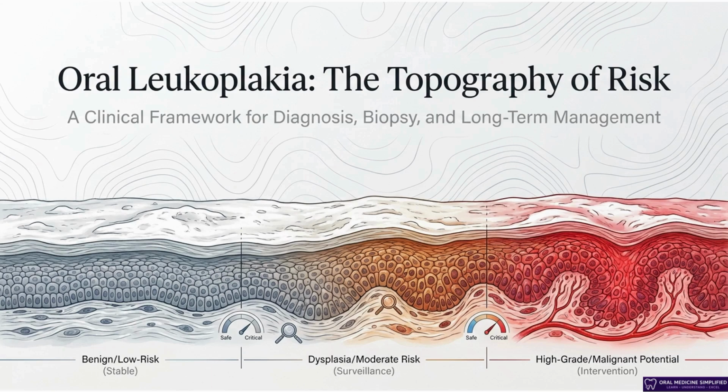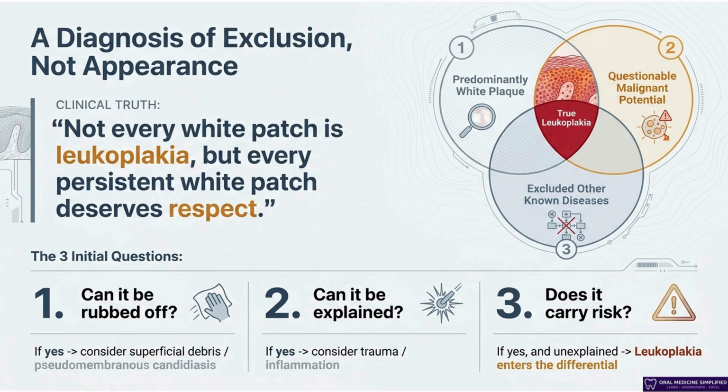When a patient comes with a persistent white lesion, our job is not only to name it, our job is to understand where it is, how it looks, what it may represent biologically, and how we can protect the patient over time. So, this lecture is not just a revision, it is a clinical framework for diagnosis, biopsy, and long term management. The first principle is very important.